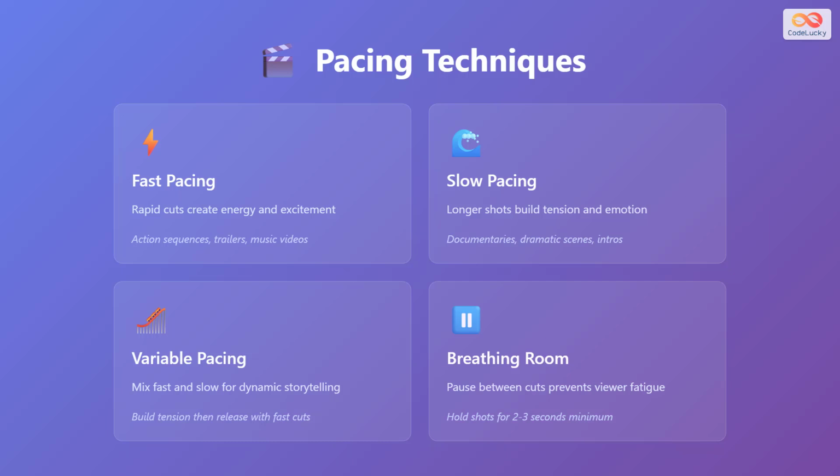Let's explore 4 pacing techniques. Fast pacing uses rapid cuts to create energy and excitement, commonly seen in action sequences, trailers, and music videos. Slow pacing uses longer shots to build tension and emotion, perfect for documentaries, dramatic scenes, and video introductions. Variable pacing mixes fast and slow cuts for dynamic storytelling, allowing you to build tension and then release it with rapid cuts. Finally, breathing room means pausing between cuts to prevent viewer fatigue. A good rule is to hold most shots for at least 2 to 3 seconds.